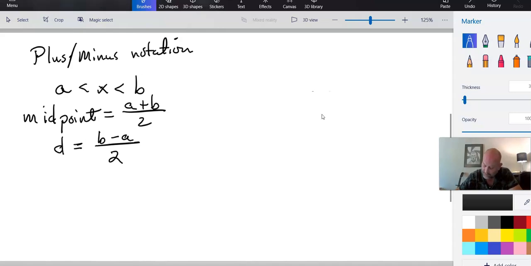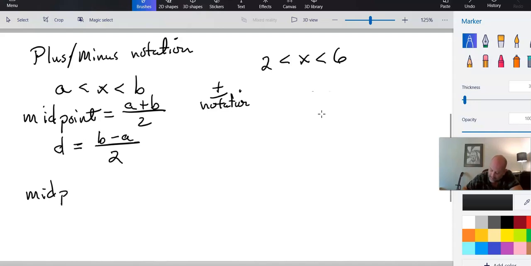All right, so we had an interval from 2 to 6, and we want the plus minus notation, right? So what we need first is the midpoint, because these are always going to be written as the midpoint plus or minus D. As long as we can find both of these things, we're good. So I want my midpoint first.